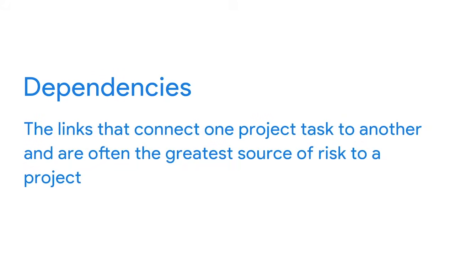So what exactly are dependencies? Dependencies are the links that connect one project task to another, and as we mentioned, they're often the greatest source of risk to a project. Two or more project tasks may have a relationship with one another in which the completion of one task is reliant on the initiation of another task, and vice versa. Think of these tasks like a line of dominoes, toppling each other over one by one. If one domino falls, it'll knock the next one over, and so on and so on.